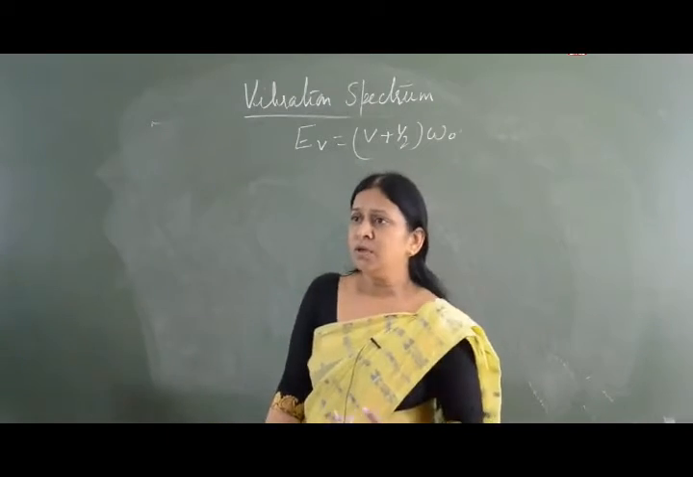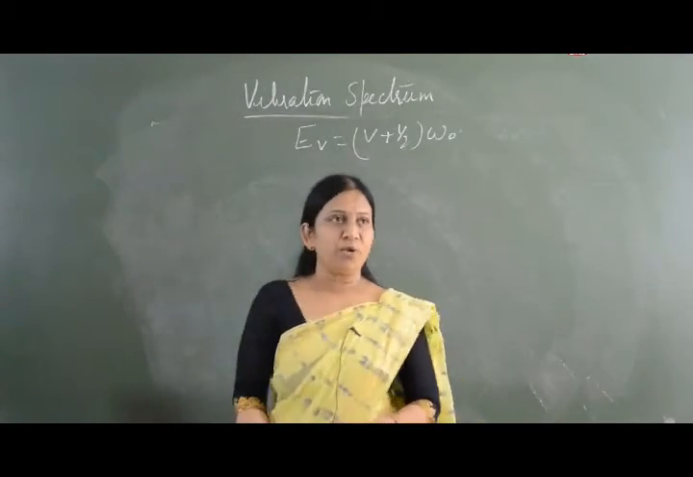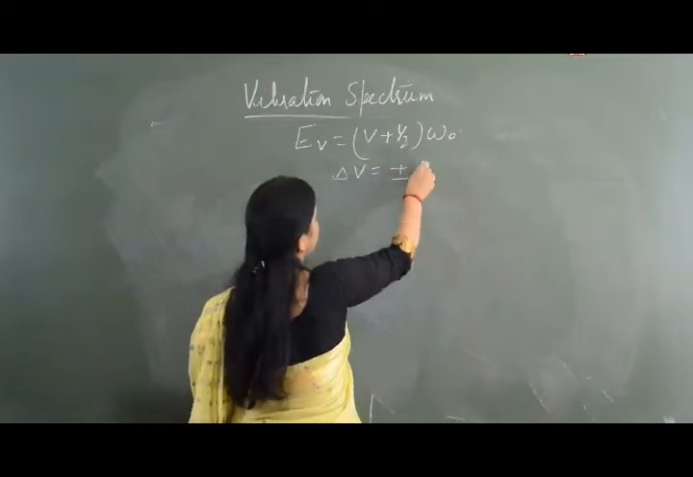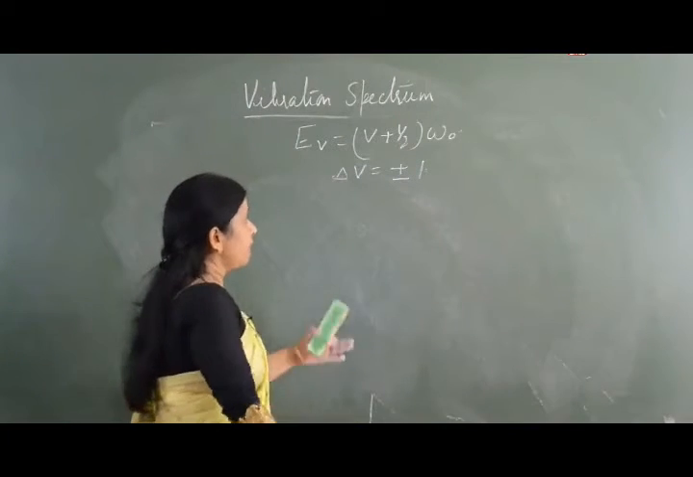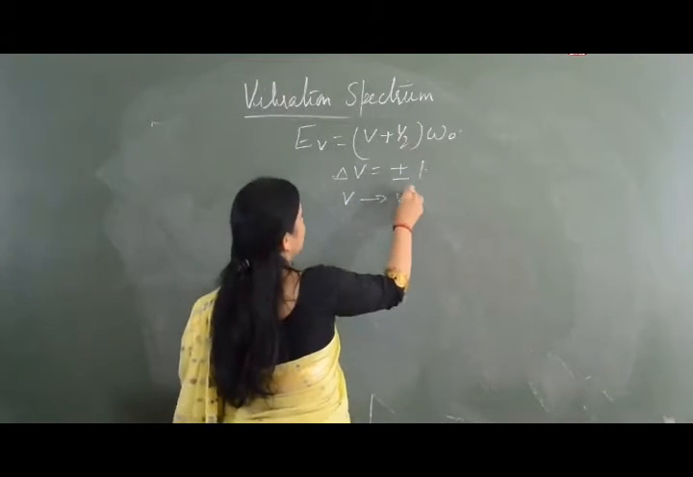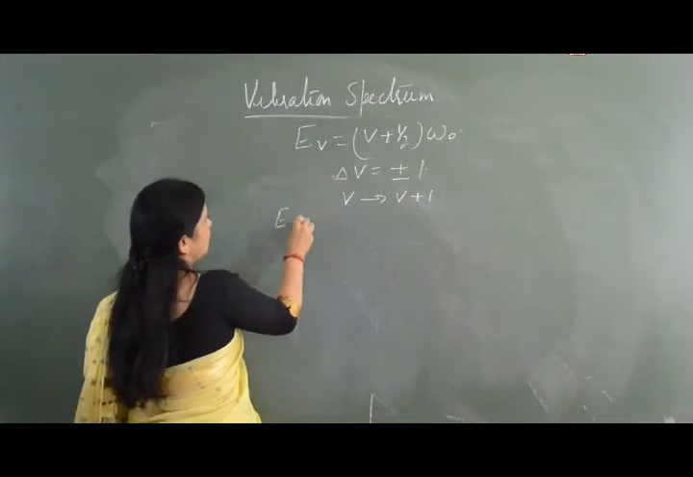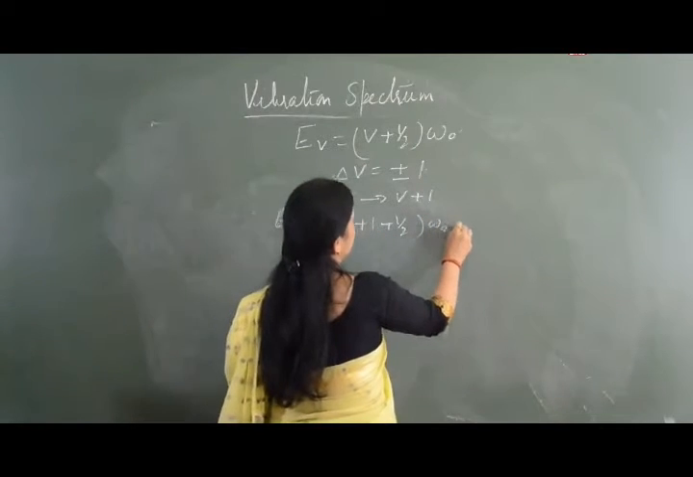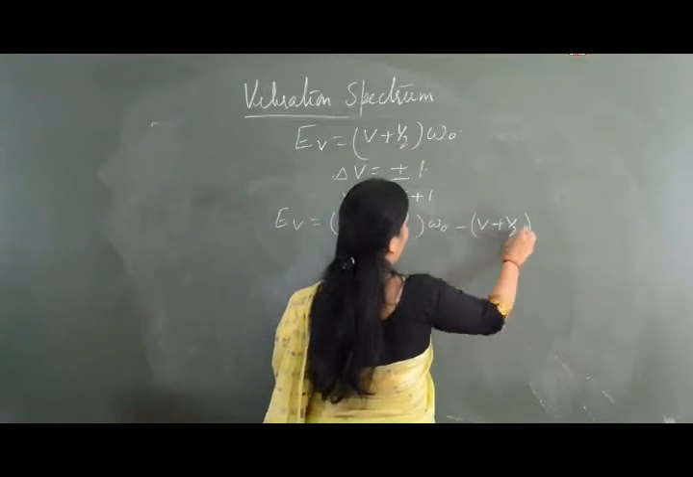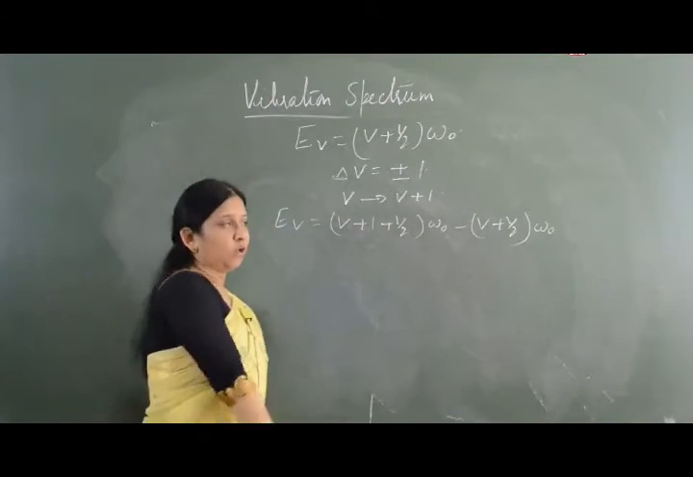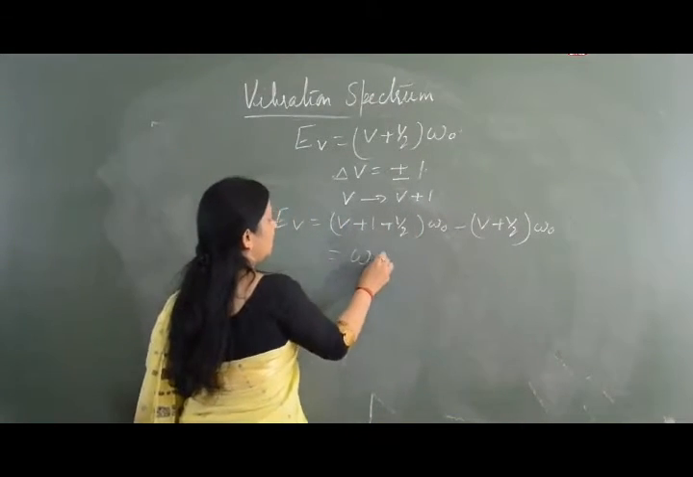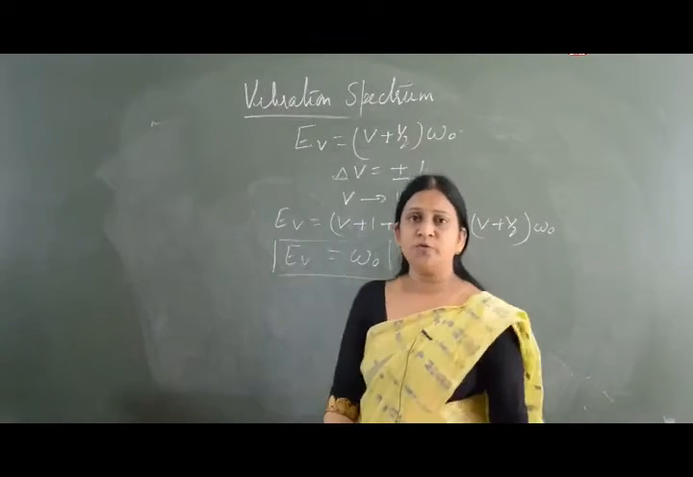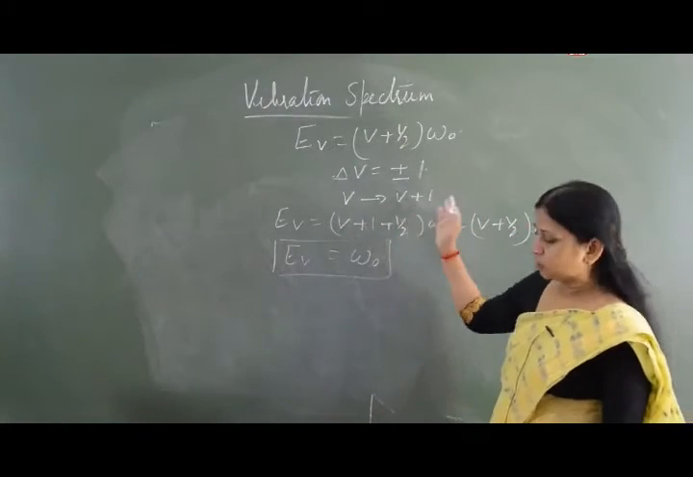Regarding the selection rule, the selection rule in the vibrational spectrum is delta v equals plus or minus 1. So, if I consider a transition from v to v plus 1, then the energy is given by (v plus 1 plus half) omega naught minus (v plus half) omega naught. And if I solve this equation, then I get omega naught. So this is the equation for energy when the transition is from v to v plus 1.